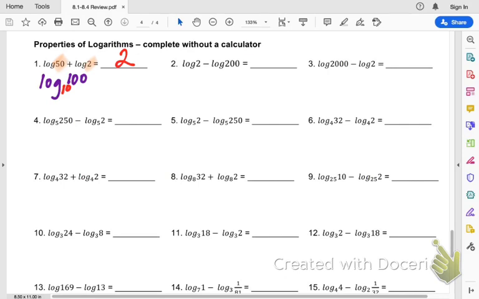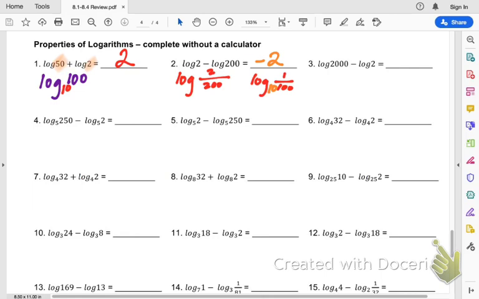If we look at number 2, I have a minus sign, so I'm going to say log of 2 divided by 200, which is the same thing as log of 1 over 100. And I don't have a base, so it's an understood 10. To get from 10 to 1 over 100, I would raise it to the negative 2 power. Because not only is it getting squared, but it's also a fraction, a 1 over.